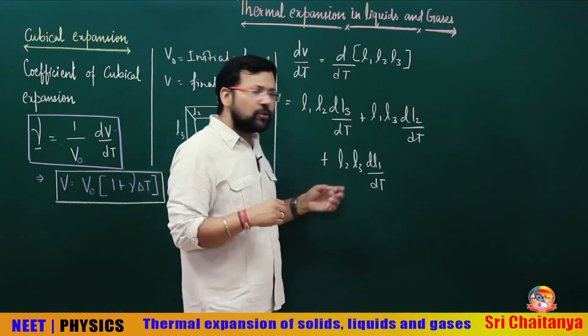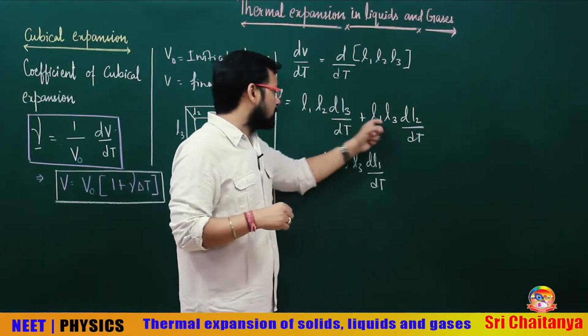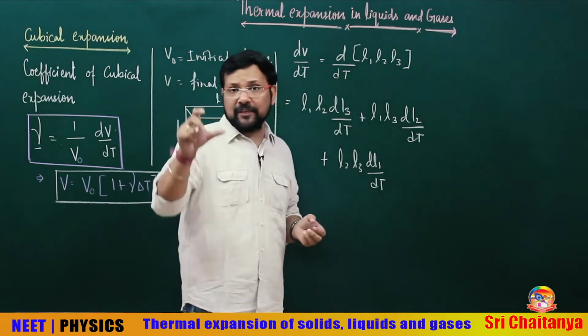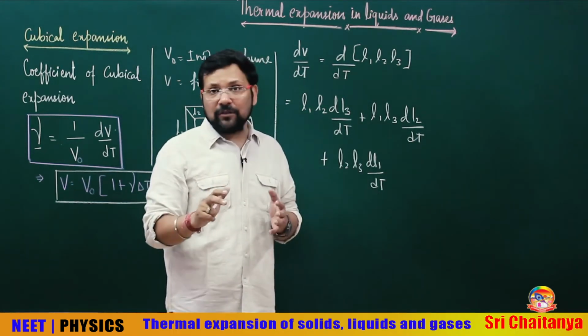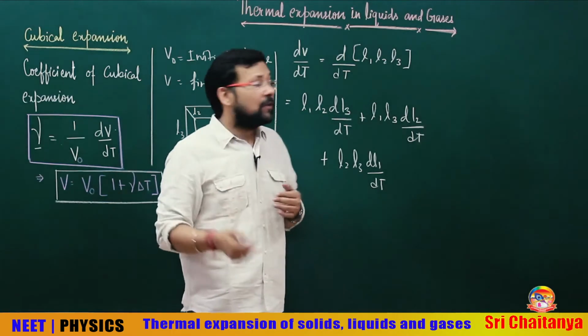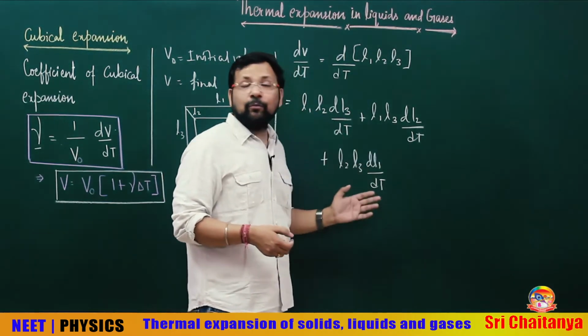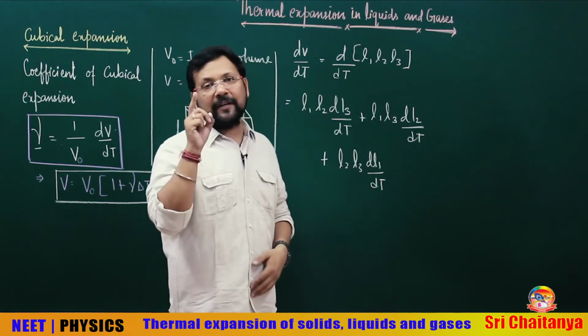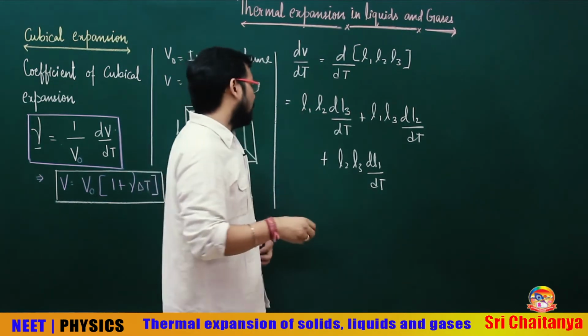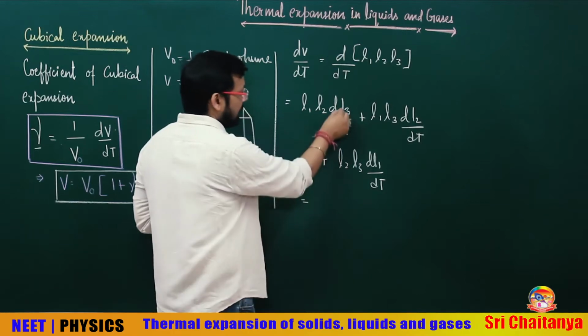And moreover, suppose any two of them, like first or second or third, any two of them is 0. Even then also dV by dT is not 0. So you might have all three, you might have any two, or you might have any one also.